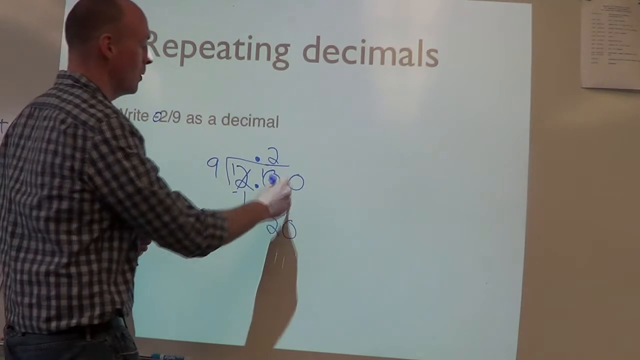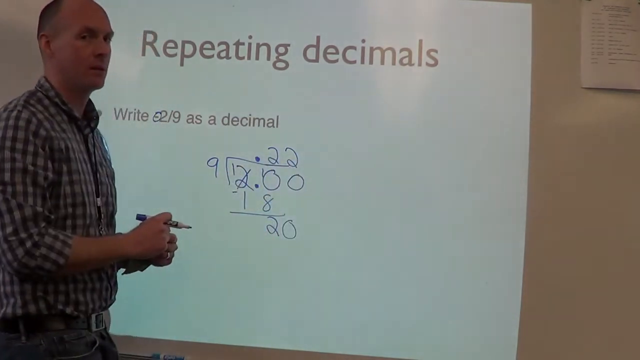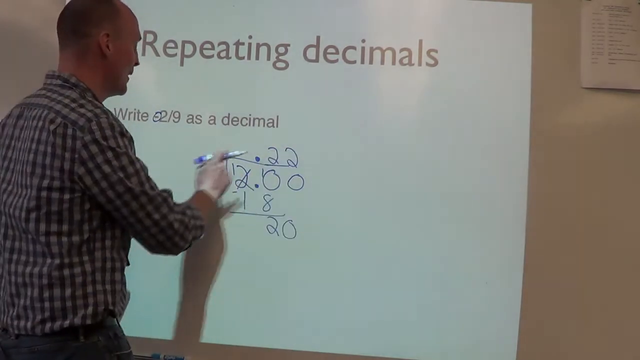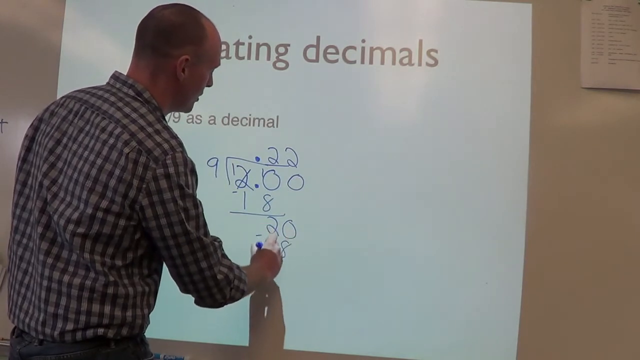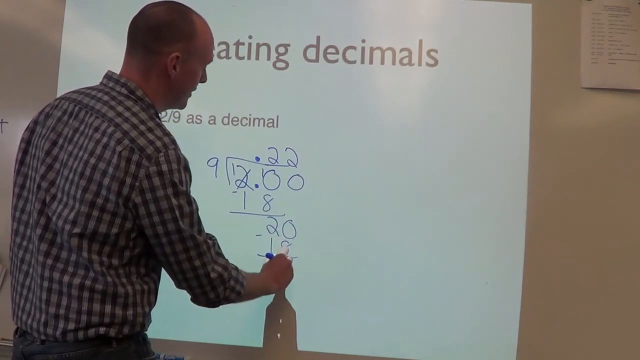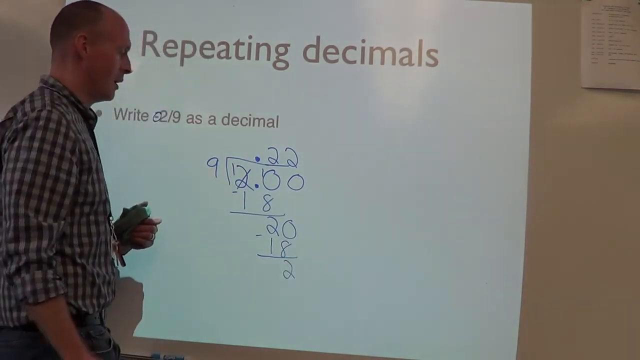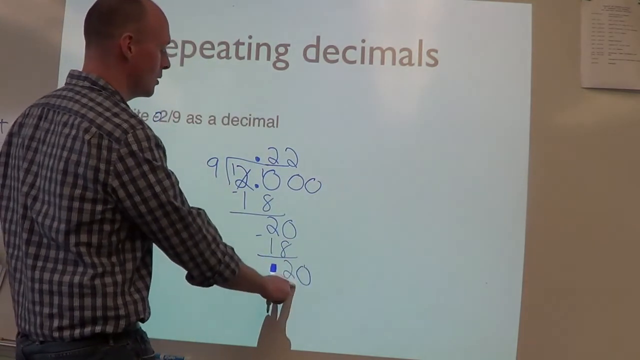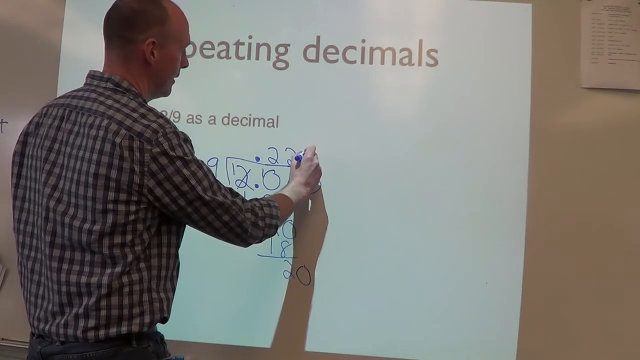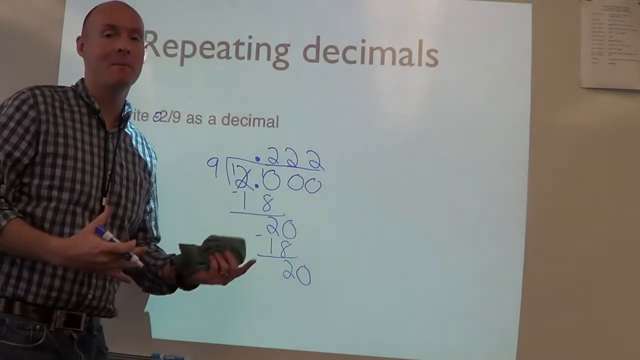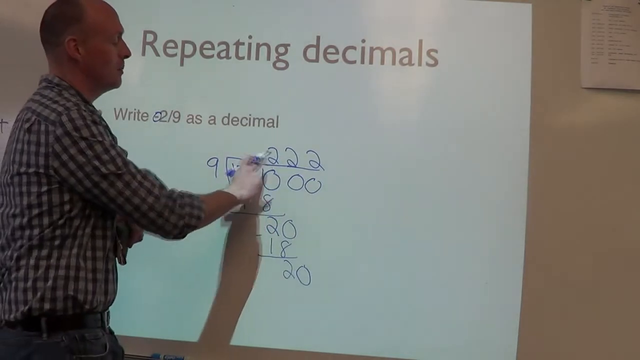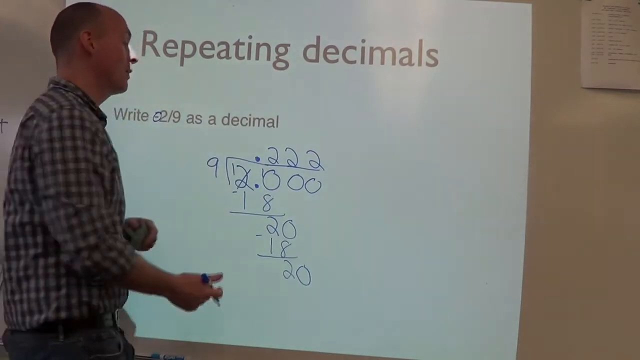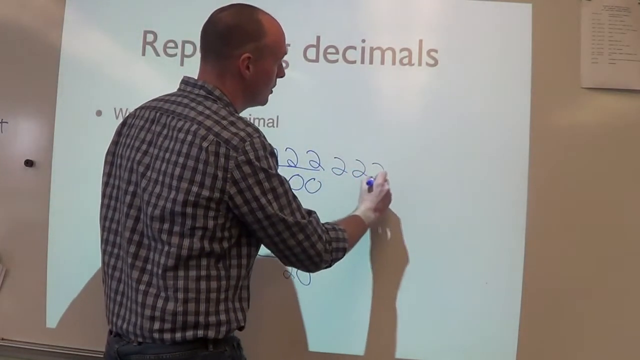How many times does 9 go into 20? 2. 2 times 9. Starting to think there's going to be a pattern. 2 times 9 is 18. Subtract. 20 minus 18 is 2. Let's annex another 0. Bring it down. 9 goes into 20 2 times. Are you starting to see the pattern? The repeating is going to be 2. We could go on and on forever, and we'd keep getting 2, 2, 2, 2.